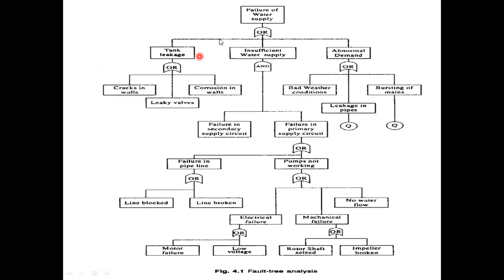This is the diagram. First one is failure of water supply. Some OR gates and AND gates are used for logical purposes. Here is an OR gate: failure of water supply may consist of these three failures. That is, tank leakage, insufficient water supply, or abnormal demand. These three conditions may cause it.